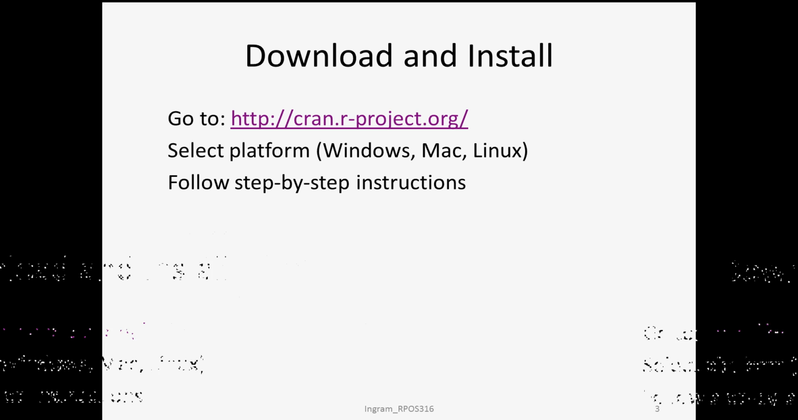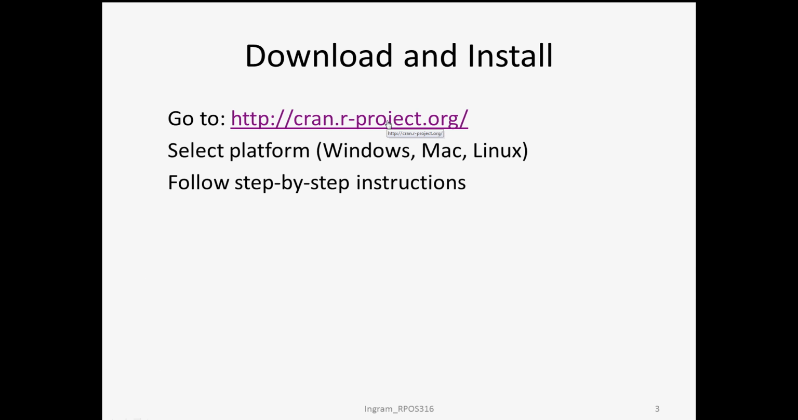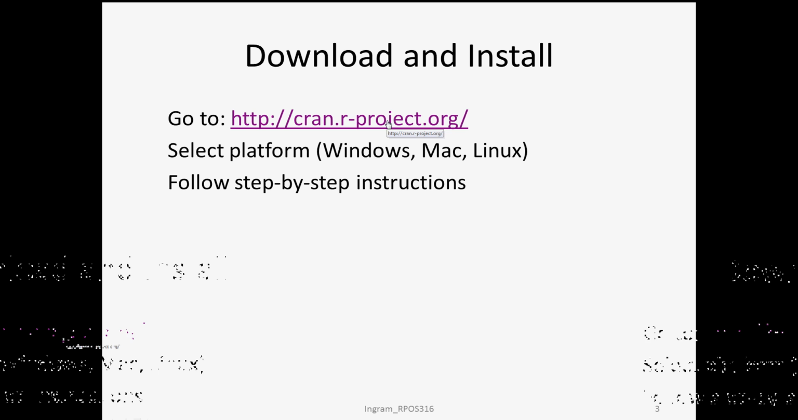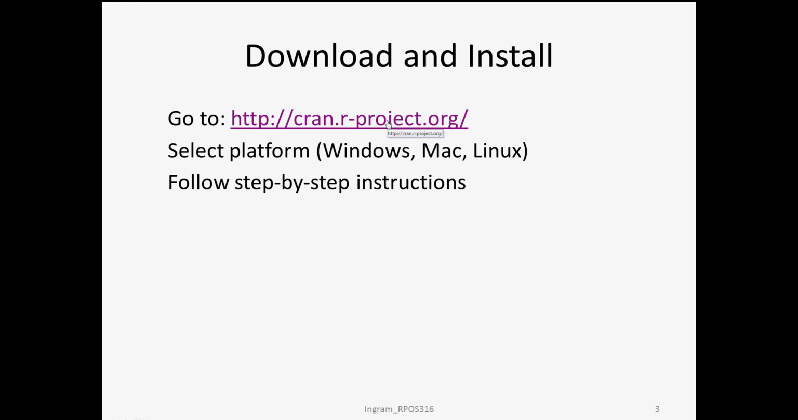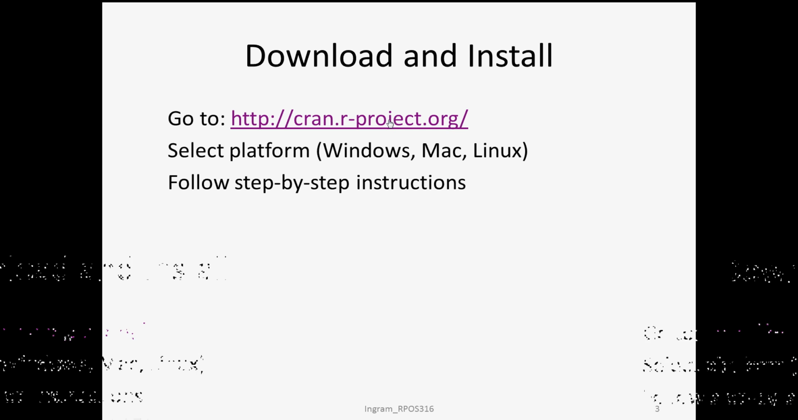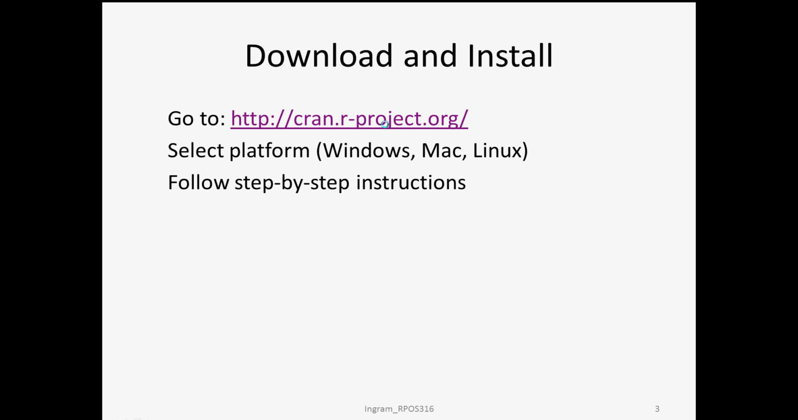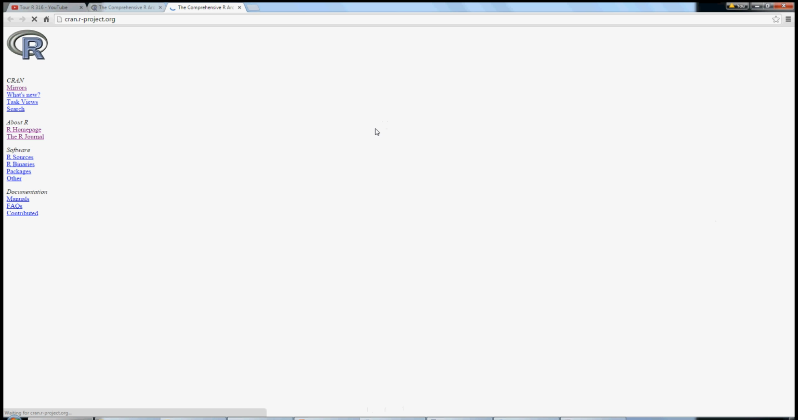First of all, we need to download and install R, so we'll follow this link to the CRAN site. We'll need to select our platform, so most of us will be working in a Windows or Mac environment. We'll follow the relevant link and then follow the step-by-step instructions from there to download and install R on our machine. So we'll follow this link first to the CRAN site.